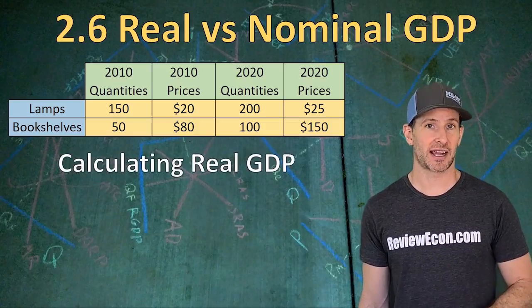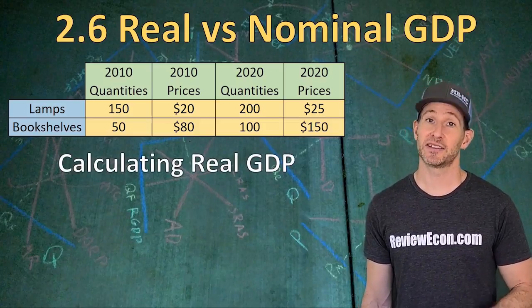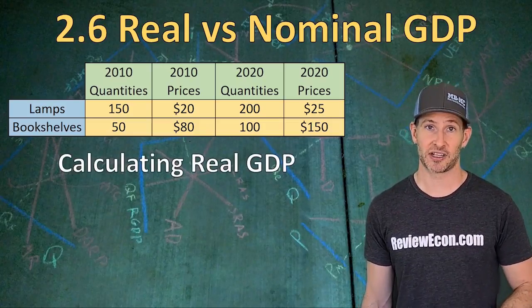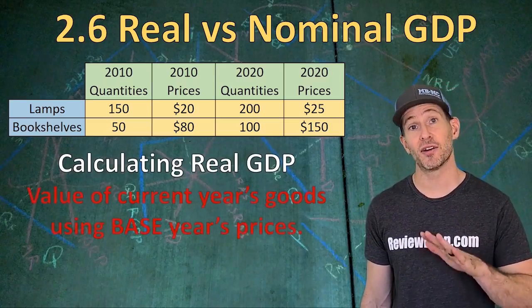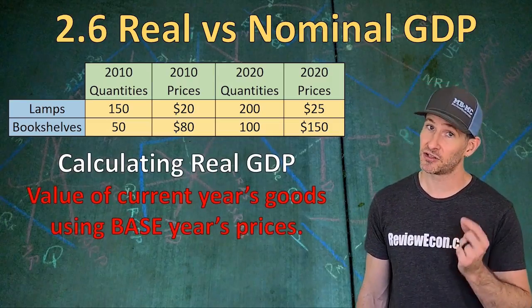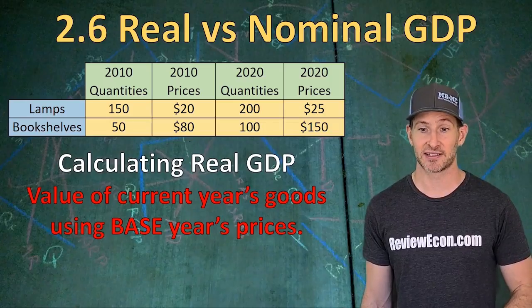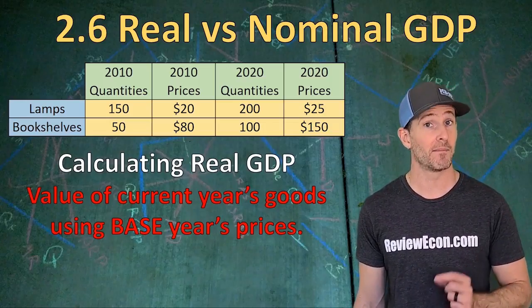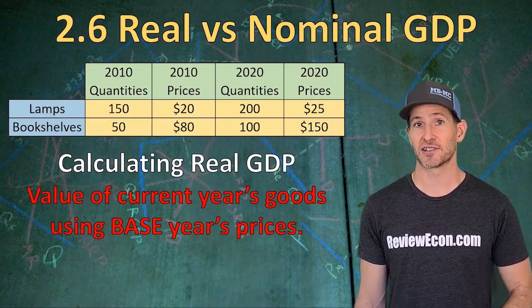The next thing we're going to do is calculate real GDP. Real GDP is GDP that has been adjusted for inflation. In order to find that, you find the value of the current year's goods, but using the base year's prices. 2010 is going to be our base year, so those are the prices we're going to use.